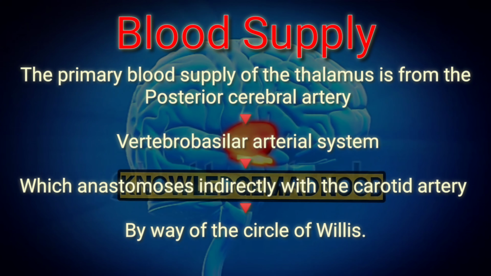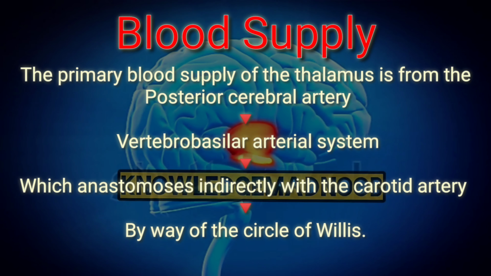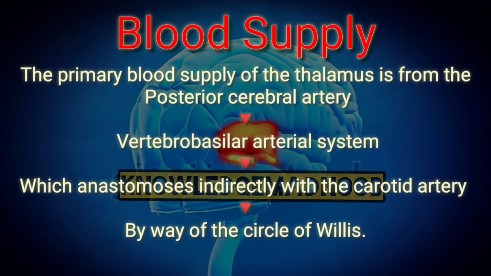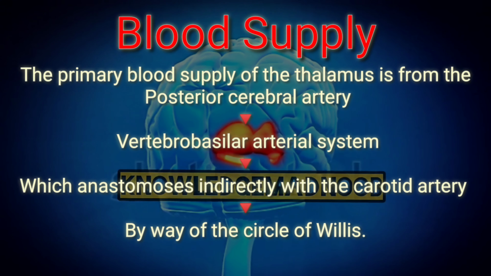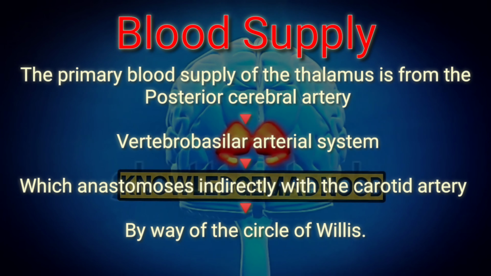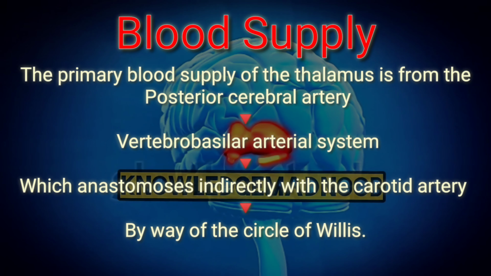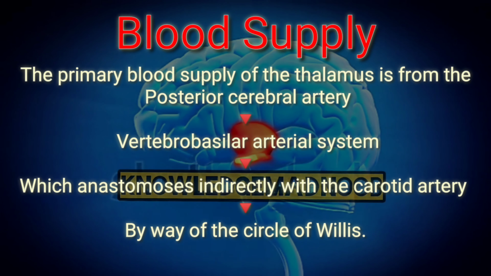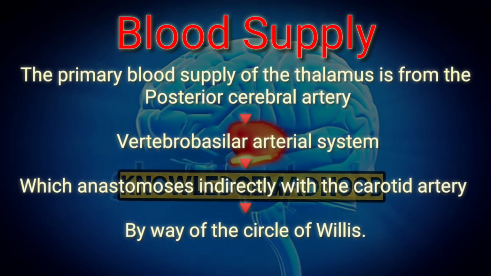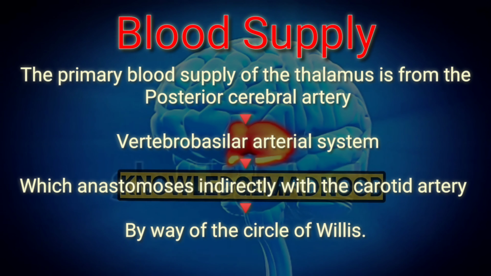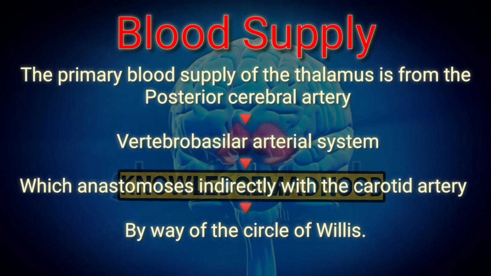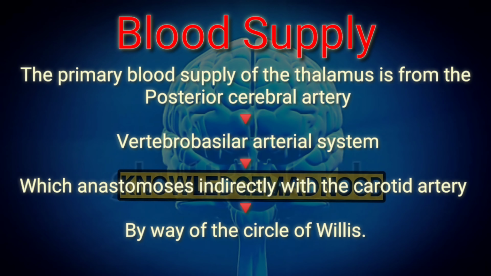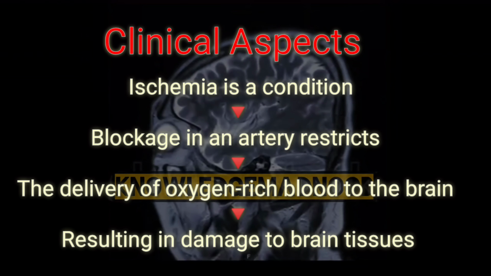What about the arterial supply of thalamus? The primary blood supply of the thalamus is from the posterior cerebral artery. Contributing branches from the posterior communicating artery also supply the thalamus after passing through the posterior perforated substances. These arteries arise from the vertebrobasilar arterial system, which anastomoses indirectly with the carotid artery by way of the circle of Willis.